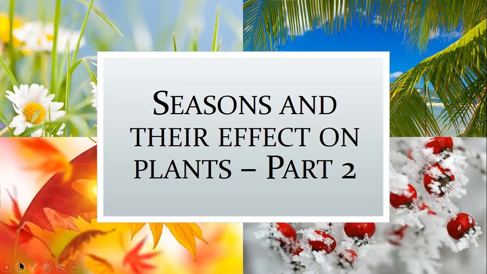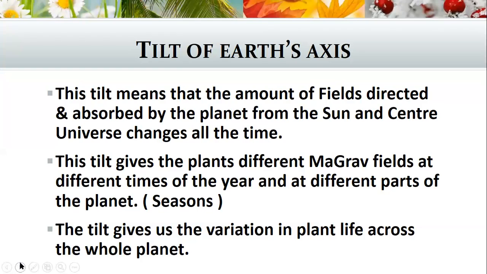Okay, so we'll look at the next part of seasons. When we look at the tilt of Earth's axis, it means that the amount of fields directed and absorbed by the planet from the sun and the center of the universe changes all the time. And that's what gives us our seasons. And the tilt gives the plants different maggraph fields at different times of the year and at different parts of the planet as well.